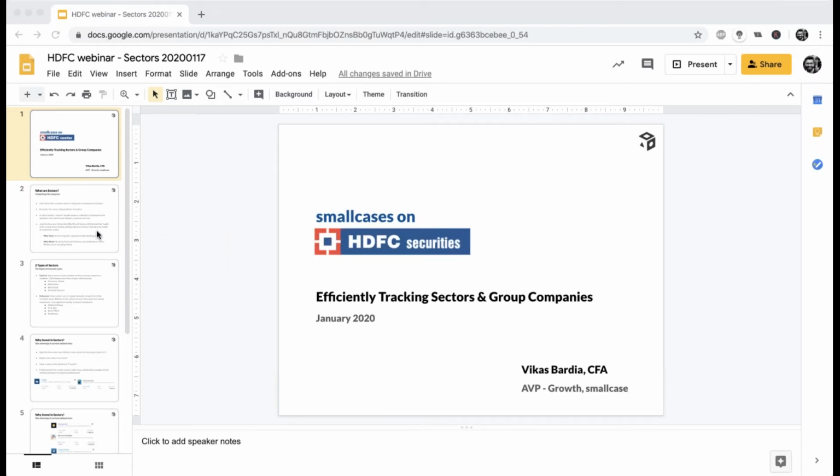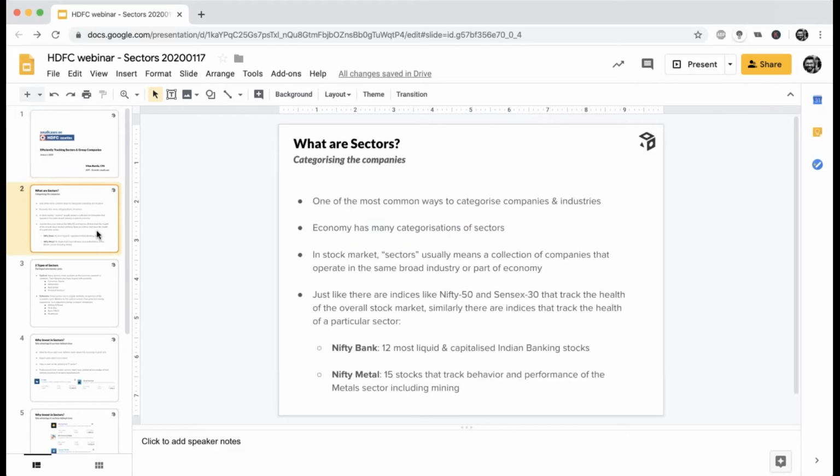Today we'll see how, if you have defined views on the broader economy or specifically on a particular sector, you can take advantage of that by investing in some of the ready-made smallcases and portfolios that we have created, so that you can efficiently track and gain exposure to those sectors.